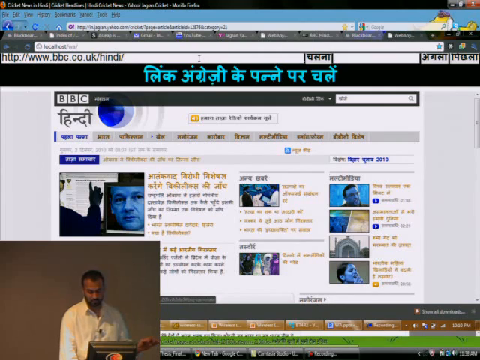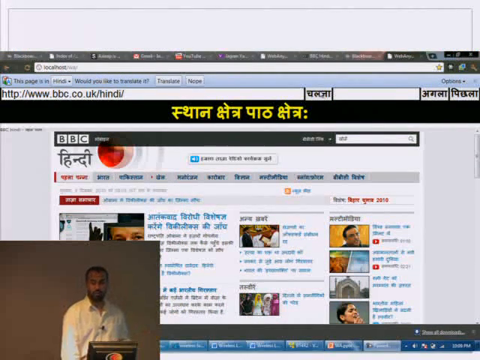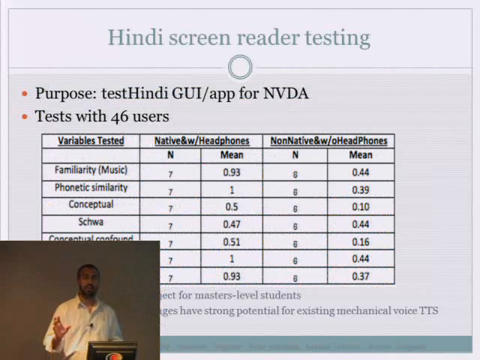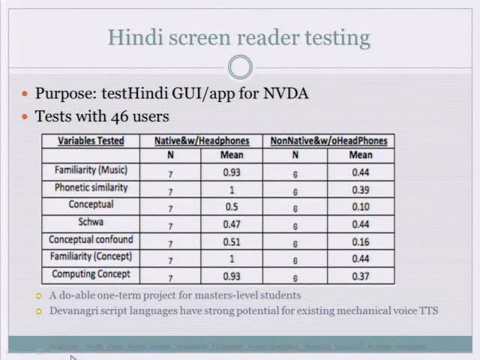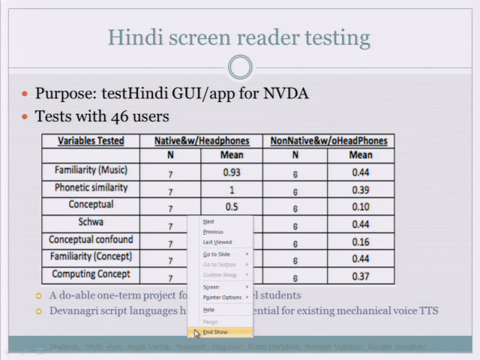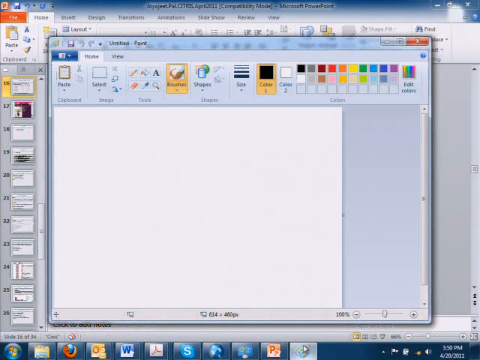Anyway, I'm not going to go through the whole thing, but in a nutshell, what I wanted to really explain here is that there's one interesting thing about the Hindi language which makes it a very interesting case for screen readers, which is that it's more or less perfectly phonetic. So if you have the word, say, Hindi.